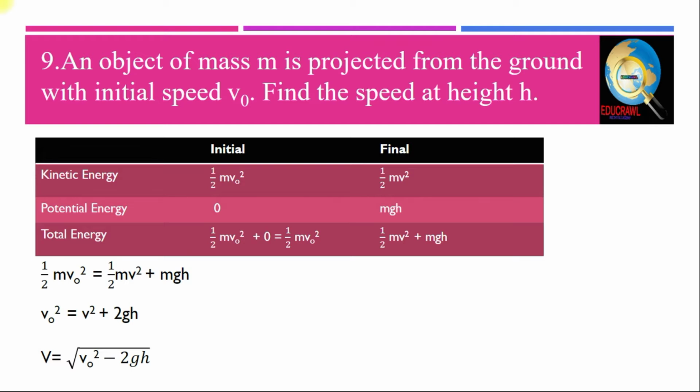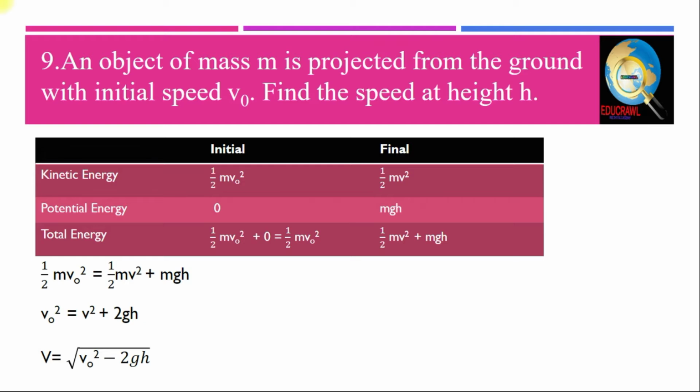Now we have to find the speed at height h. For finding this, we are using the law of conservation of energy. That is, initial energy will be equal to final energy. Initial energy and final energy we have already got in the tabular column. So we have to equate them and then find the value of velocity. When you equate them, you have half m v0 square is equal to half mv square plus mgh. Multiply the above equation by 2 throughout. So we will have m v0 square is equal to mv square plus 2mgh.